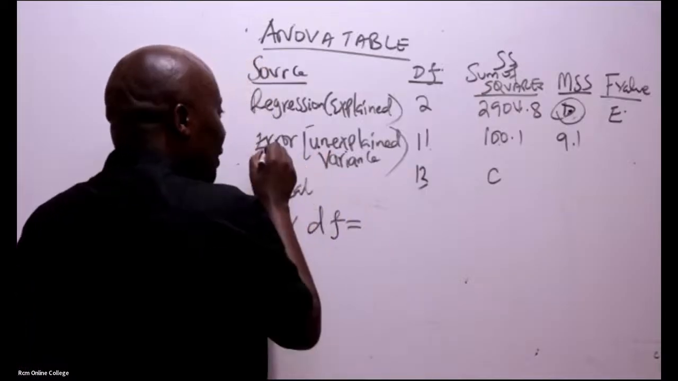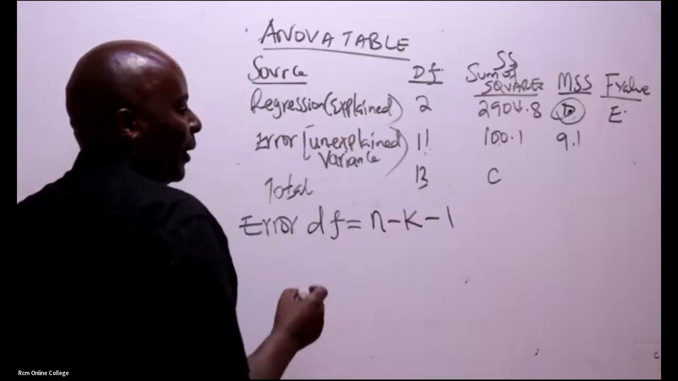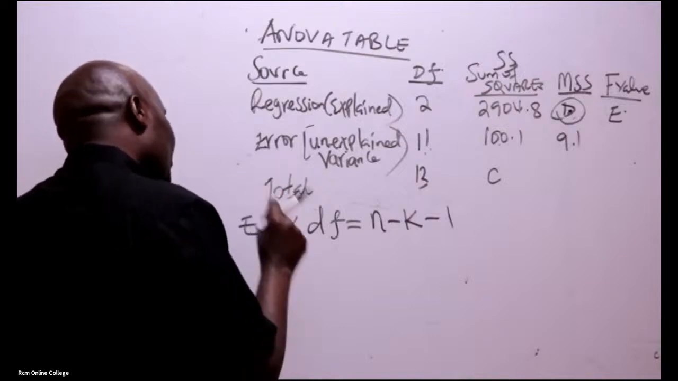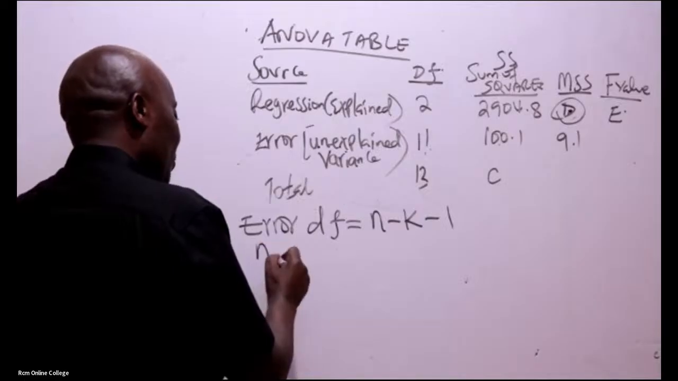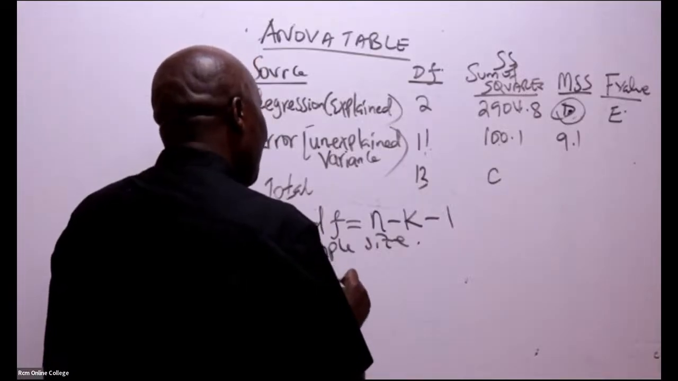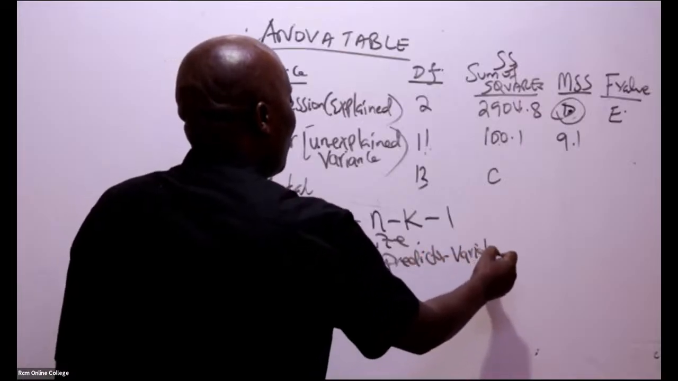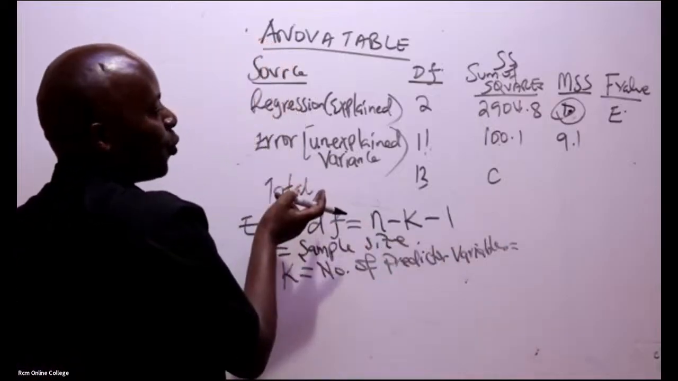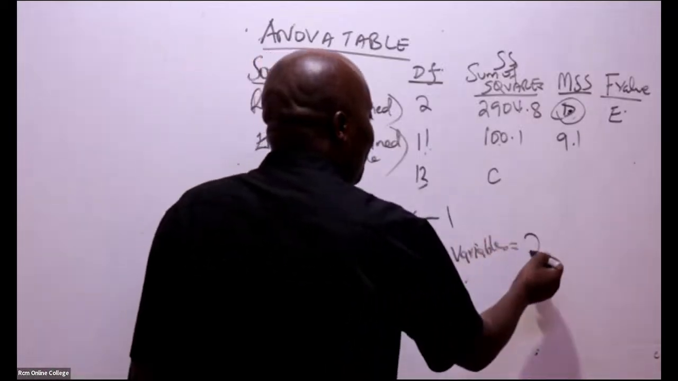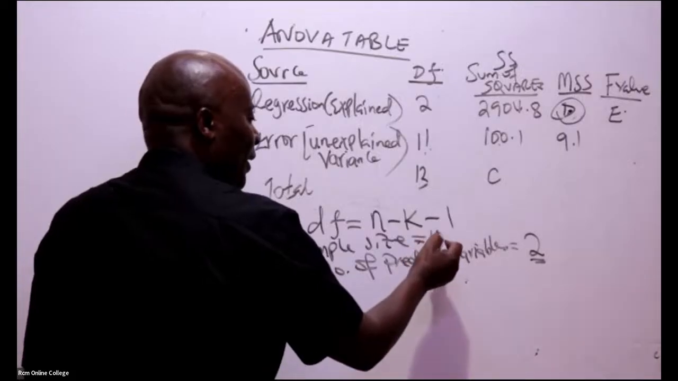So to get the error degrees, this one say 11, normally we take n minus k minus 1. Anytime they tell us to get error degrees of freedom, we shall be taking n minus k minus 1. N is the sample size. Then we have k, the number of predictor variables. In our case, if you remember the parameters up there, we had x1 and x2. So the number of predictor or independent variables was 2. And the sample size we've just gotten here is 14.